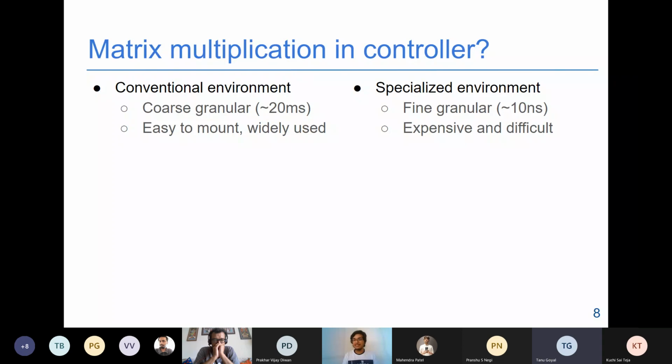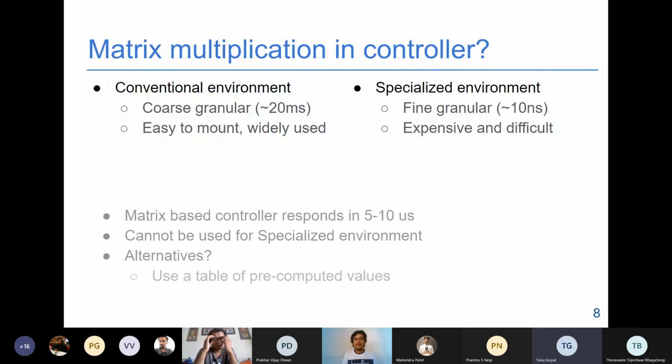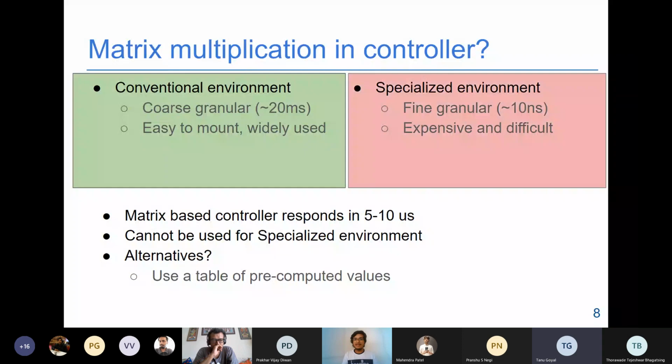However, there is utility of specialized attacks as well. Like it can be used to steal the bits of encryption keys. But we are using a matrix-based controller and that can respond only in microseconds. So it cannot be used for a specialized environment and it can only be used for a conventional environment. However, there's an alternative which the authors propose, which is to use a table-based controller. So you have a table of pre-computed values, and instead of doing matrix operations, you are just doing a table lookup. But for the rest of the paper and for the rest of this presentation, we will not focus on the specialized environment and restrict ourselves to the conventional environment.